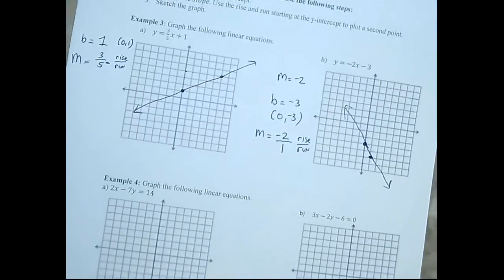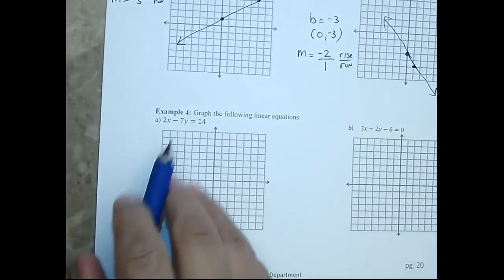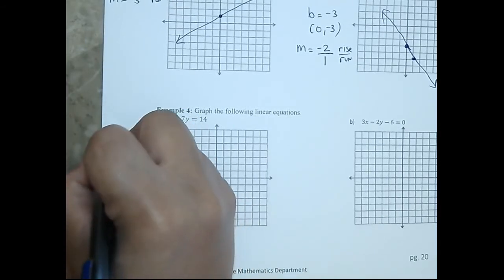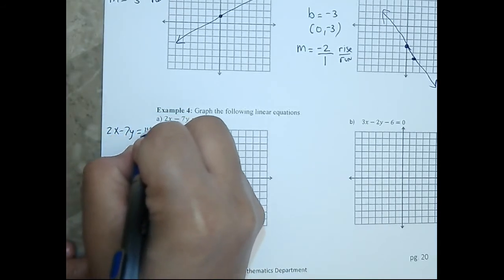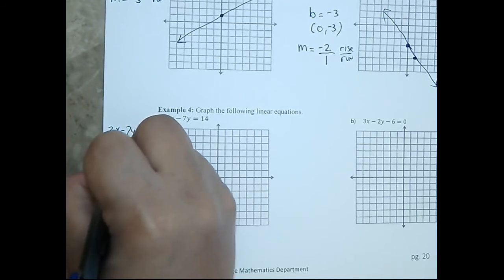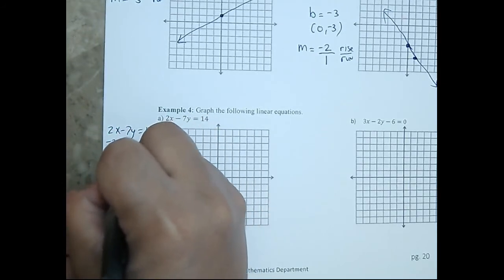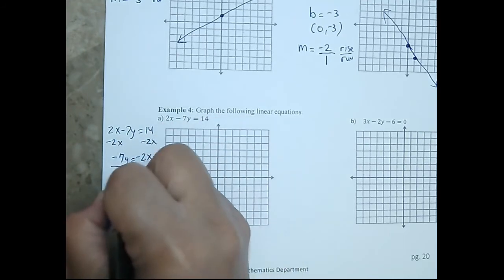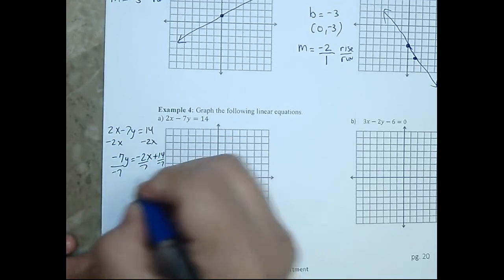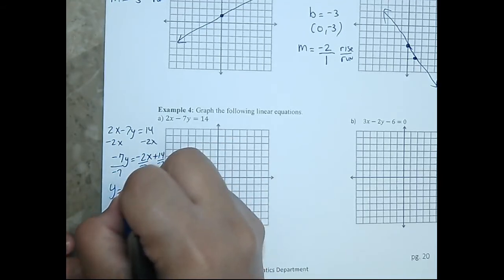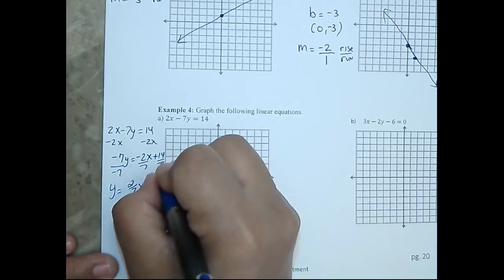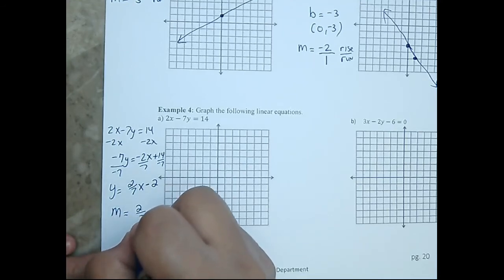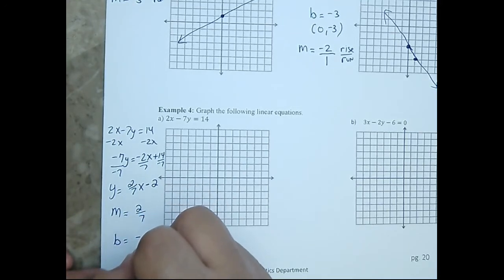Okay, so let's look at the next example. So notice here that this is not solved for y first, so that's the first thing we need to do. So we have 2x minus 7y equals 14. We're going to subtract 2x. So we have -7y is equal to -2x plus 14. Divide by -7. So y is equal to negative divided by negative is positive. And 14 divided by -7 is -2. So my slope is 2/7 and my y-intercept is -2.